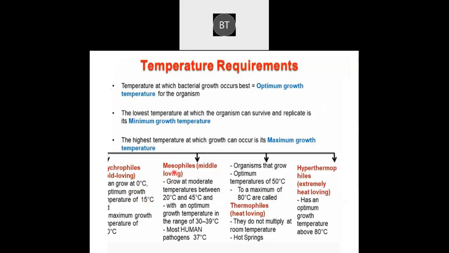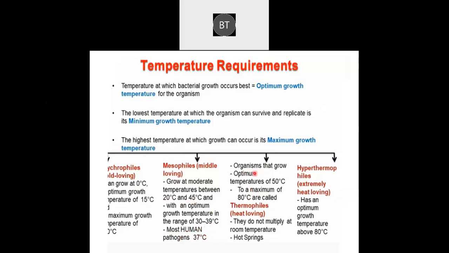We have mesophiles that grow at moderate temperature between 20 degrees centigrade and 45 degrees, with an optimum growth temperature range of 30 to 39 degrees centigrade. What that means is that this is the range at which they can grow, but the best is 30 to 39 degrees centigrade. So most of the human pathogenic bacteria grow at 37 degrees centigrade.